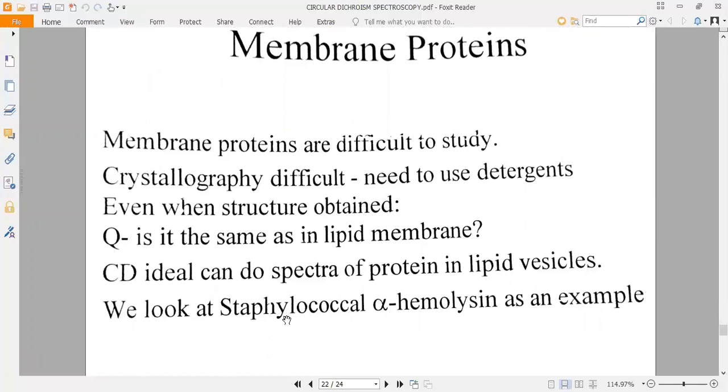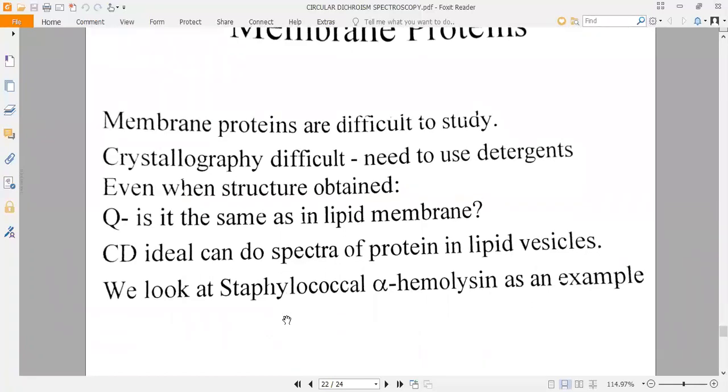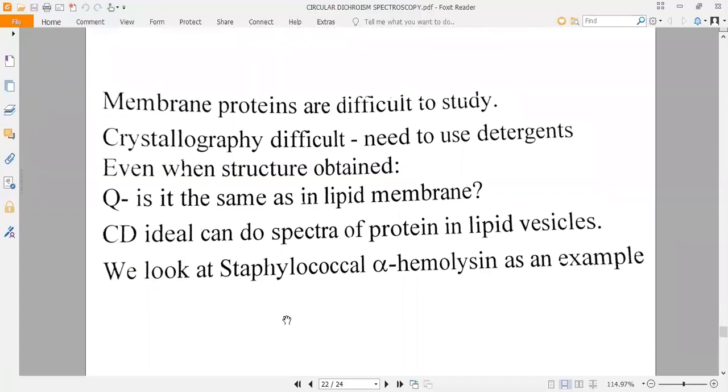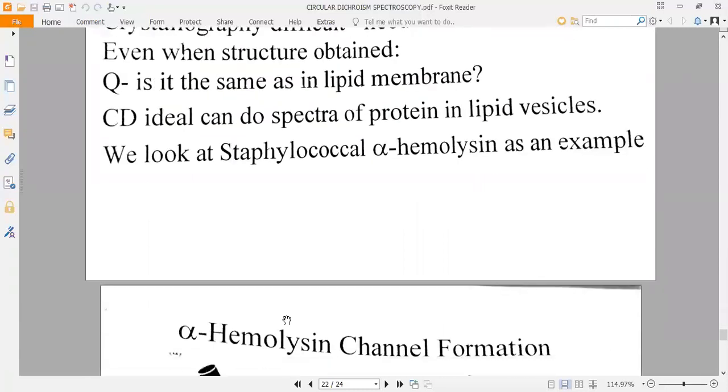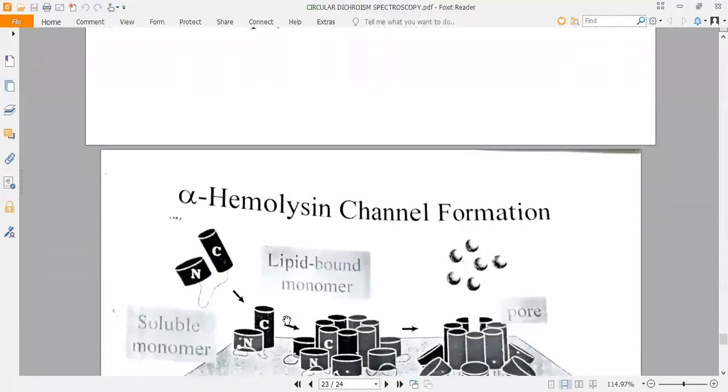There's one question: is it the same as in lipid membrane? CD is ideal. It can do spectra of protein in lipid vesicle also. तो अगर वेसिकल के अंदर प्रोटीन है और उसमें चेंजेस आ रहे हैं या वो चेंजेस दे रहा है, then that can be detected. And the example is here.